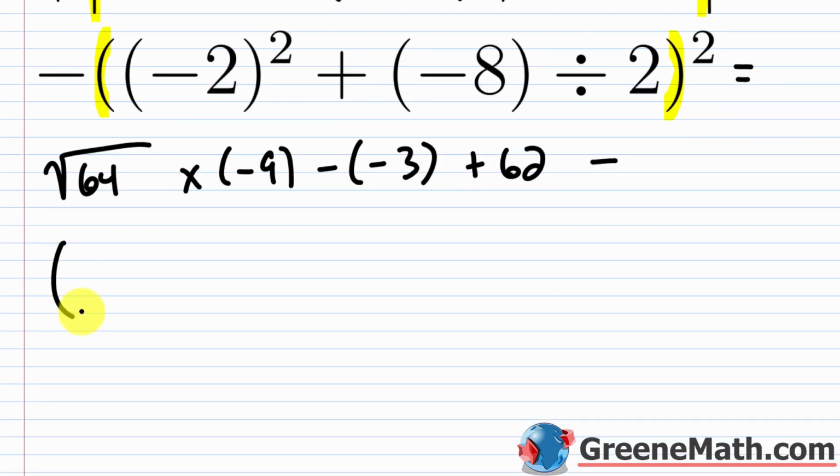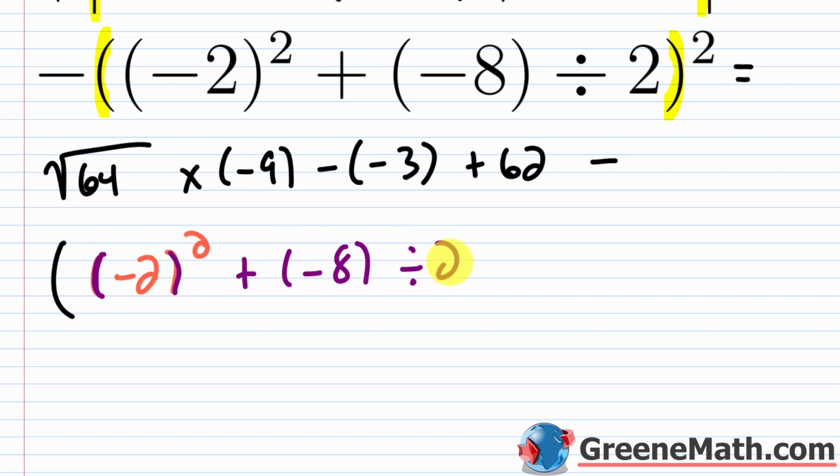I'm going to write, inside of parentheses, this -2 being squared. Notice that this is wrapped. That's very important. Then plus -8 and then divided by 2. And then this whole thing is squared. Okay, let's put equals here.